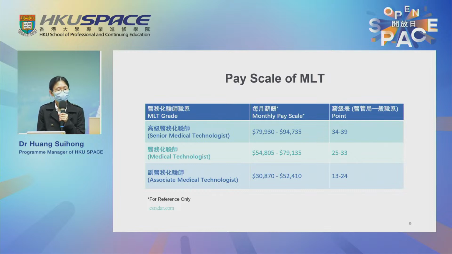As you can see, the AMT, the Associate Medical Laboratory Technologist, the junior level of MLT, can expect to receive a salary of more than 30,000 per month. For the intermediate level, the medical technologists, the MT, the salary can progress to more than 50,000 per month. As for the senior level, they can make more than 70,000 per month.